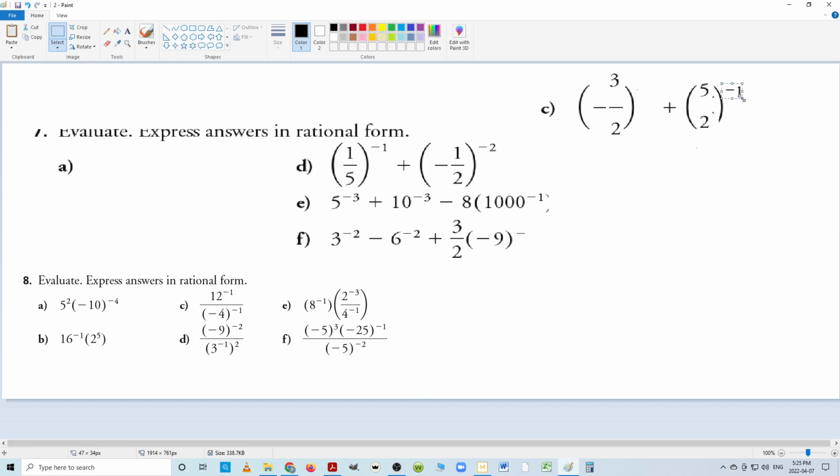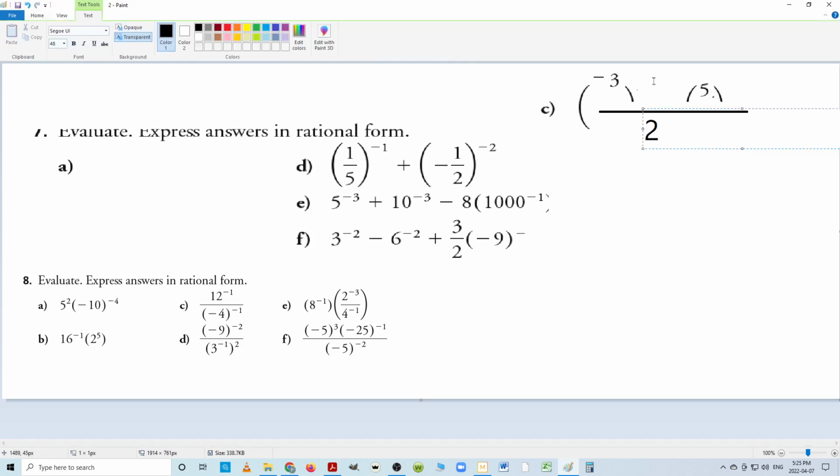Now it's just a matter of adding fractions. Keep in mind this -3 is up there, and you can just think of the 2 as the whole thing is over 2. So what's -3 plus 5? Remember, it's a plus here. It's 2. So what's 2/2? It's 1.